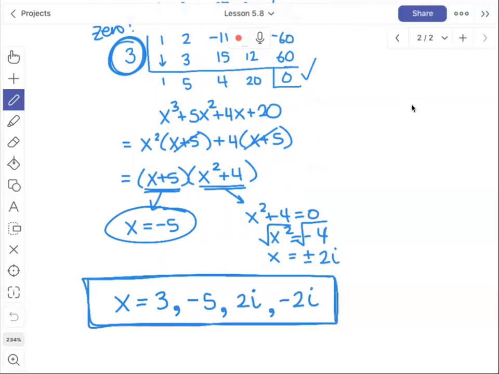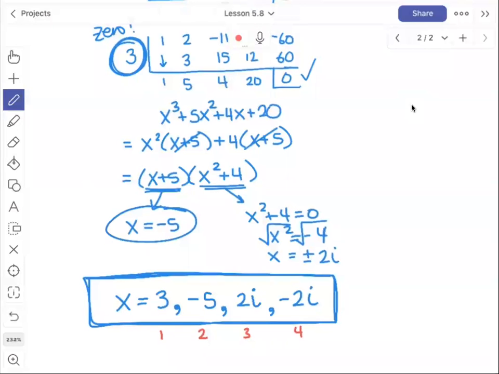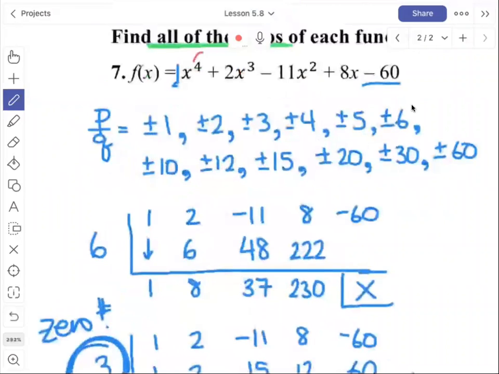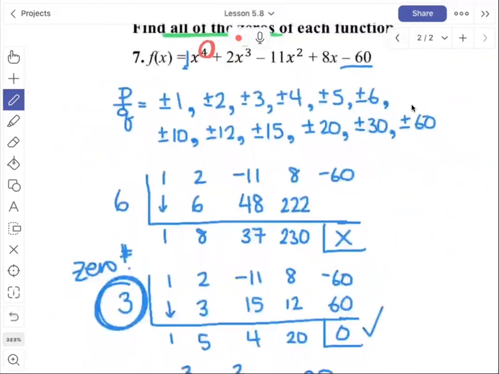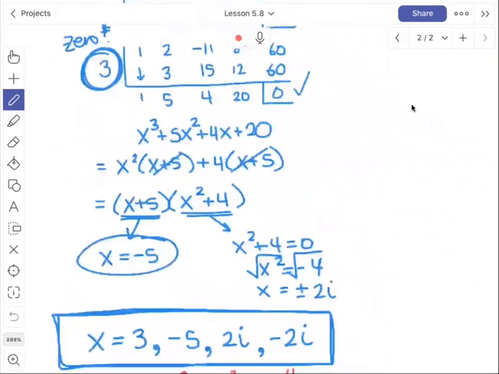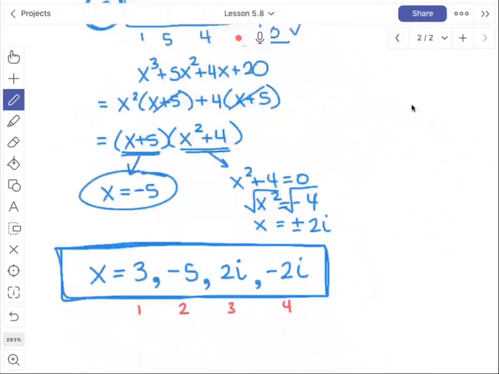Now, the reason why I listed it out like that, and didn't keep the plus or minus 2i, is because watch, this is kind of cool. Look how many zeros I found. I got 1, 2, 3, 4 zeros. Look at my exponent. Oh, that is not a coincidence. The number of zeros you find at the end should always match the degree of your function. All right, any questions on that?